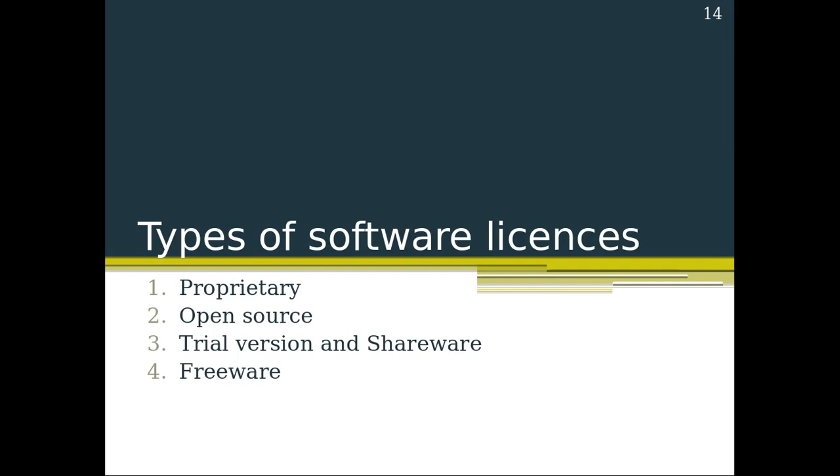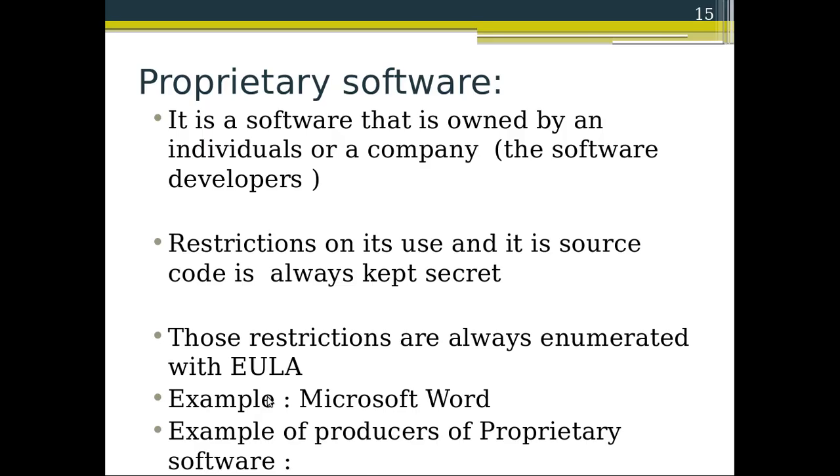So there are many types of software and many types of software license. There is what we call proprietary software or proprietary software license, and there is a type named open source, and some software are trial versions, and some others shareware. There is also another type called freeware. Let's go one by one and see what the differences are between these types of software.